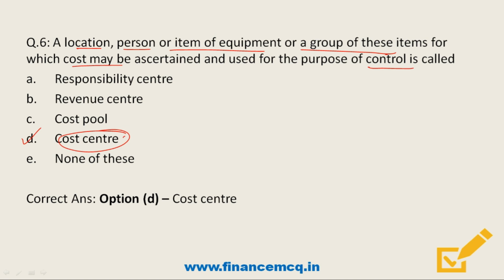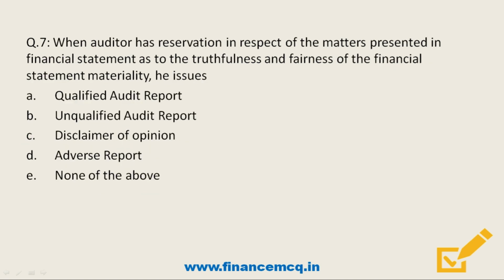This is basically done for allocation of overheads to the unit's cost of production. Moving on. Next question is, when auditor has reservation in respect of the matters presented in financial statement as to the truthfulness and fairness of financial statements materiality, he issues which kind of report? Option A is qualified audit report, option B is unqualified audit report, option C is disclaimer of opinion, option D is adverse report, and last option is none of the above.